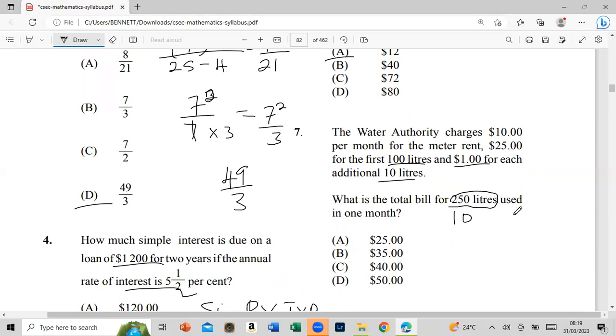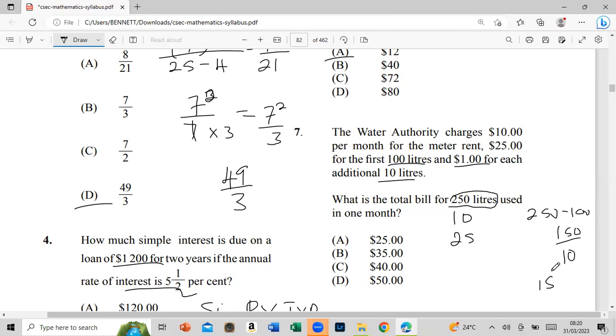So that's the first thing, right? For the first 100, you're gonna pay $25. So I'm gonna put 25. But out of 250, minus 100 gives you 150, right? So you have 150, and for that you're gonna be paying $1 for every 10 liters. So let's see how many tens are in this, and that will be 15.